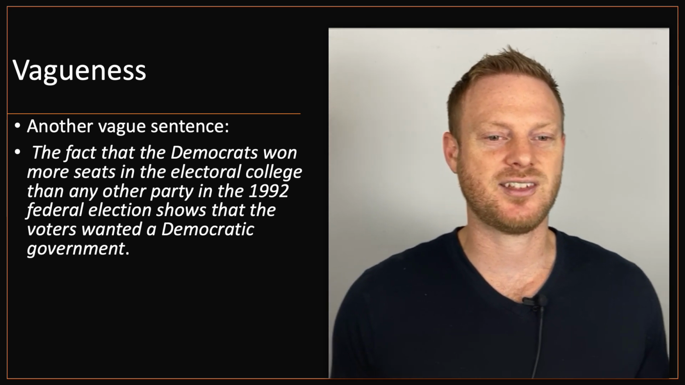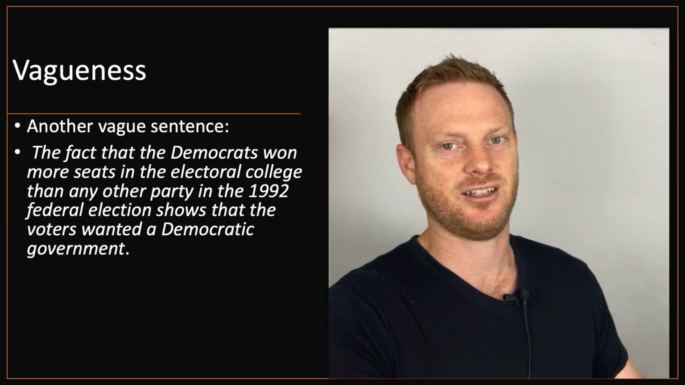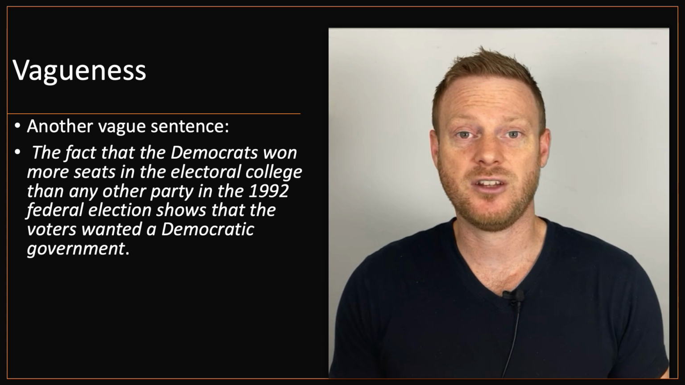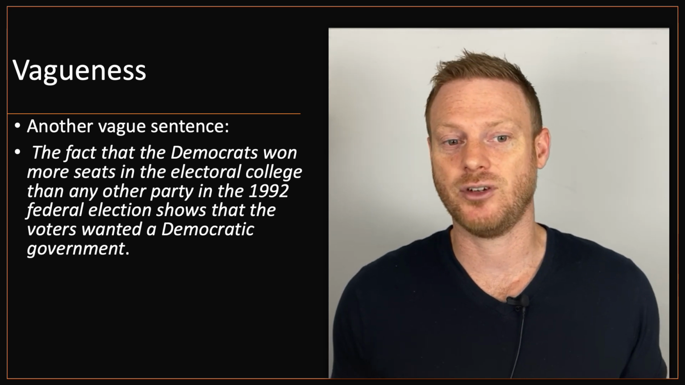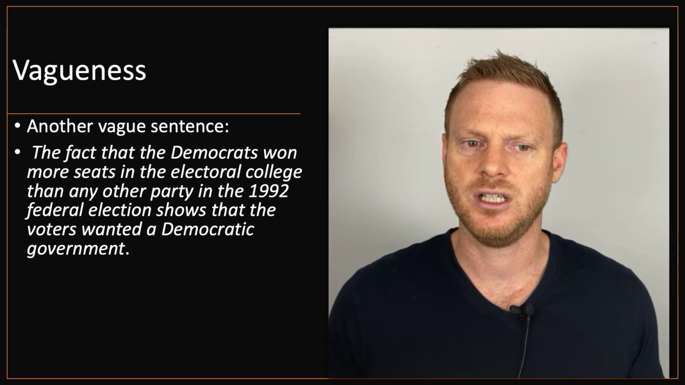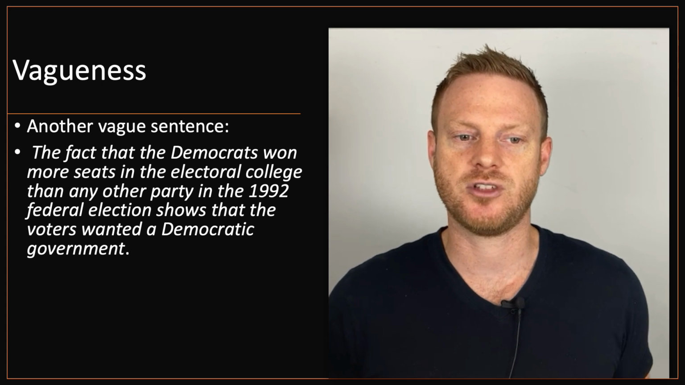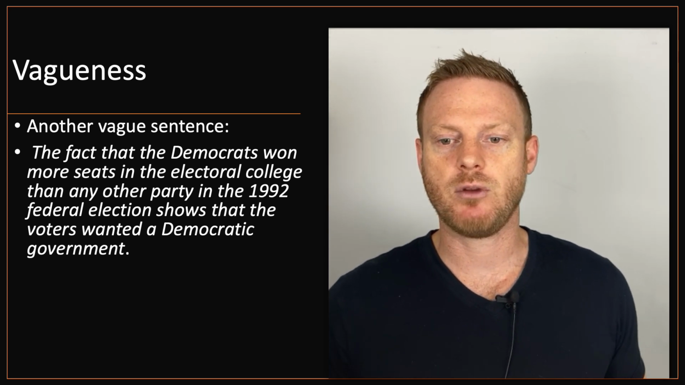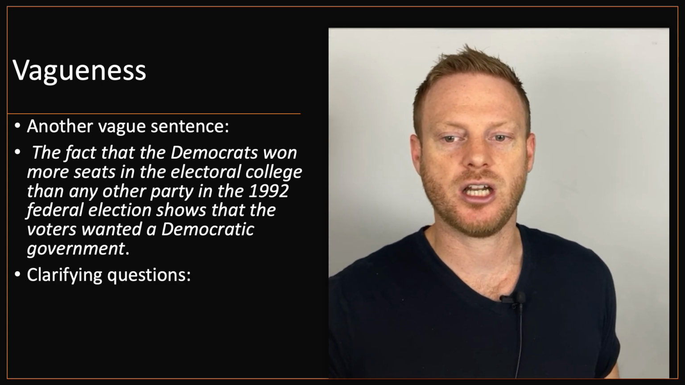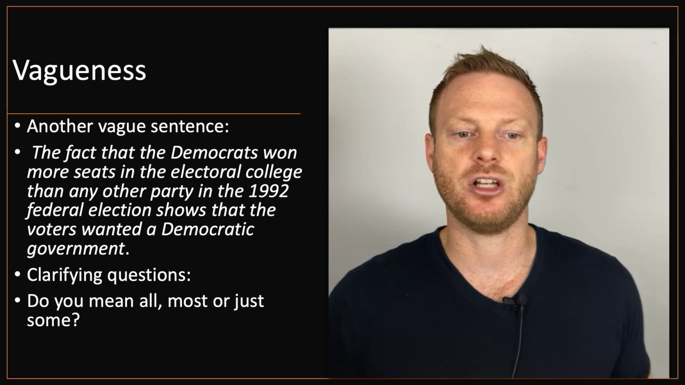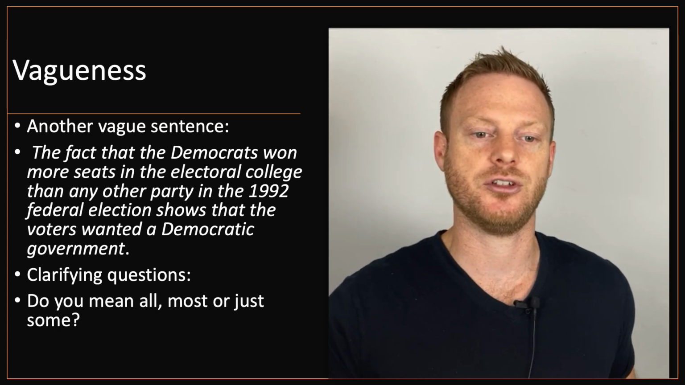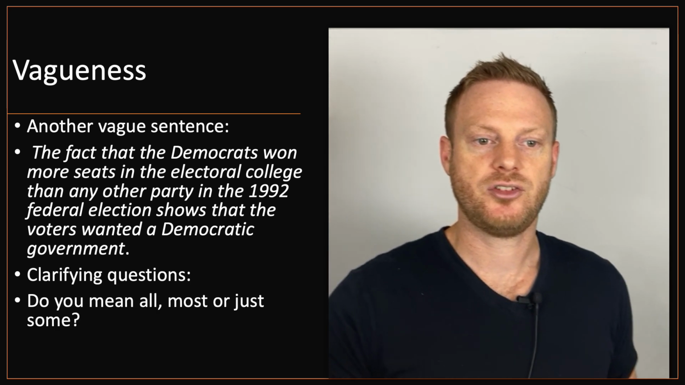Because it looks like the sentence is trying to say the voters wanted this, but it could be the fact that less than half of the voters actually did want this, right? And so it's vague specifically in terms of the use of the voters. And we might want to ask, what's going on here? Do you mean all, most, or just some of these voters here? So that's an instance of vagueness.